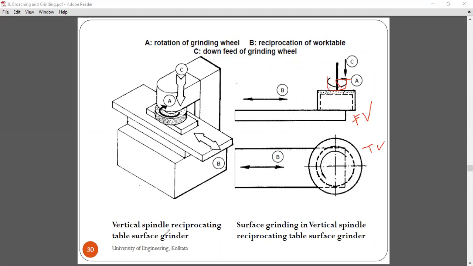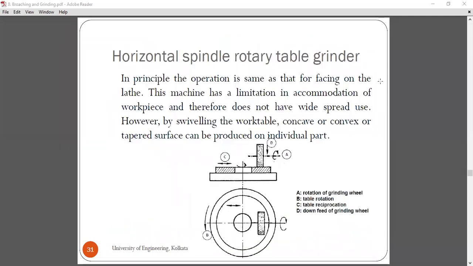So vertical spindle reciprocating table surface grinder. So the surface grinder with a vertical spindle removes more amount of material as the face comes in contact with the workpiece, or, the more number of grits come in contact with the workpiece.